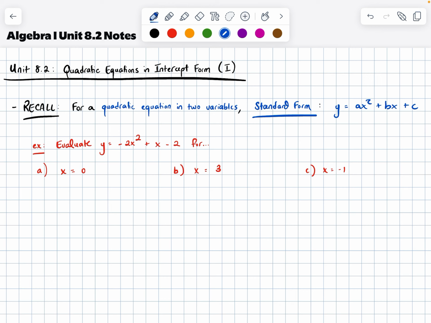Just like linear equations, the idea is that quadratics can appear in a number of different forms. And when it comes to graphing, it turns out, for reasons we will soon see, that standard form isn't always the most helpful. But if nothing else, we can at least use it to do a little evaluating. Say, for example, that I want to evaluate the equation y equals negative 2x squared plus x minus 2 for each of these values of x.